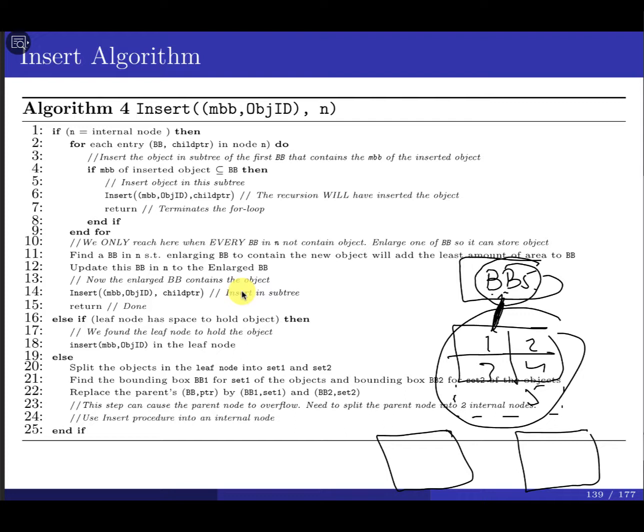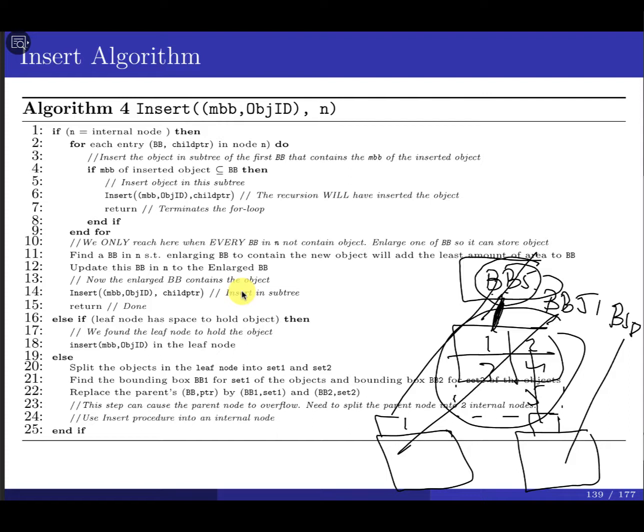So I need to do what? I need to update the parent. So this means create 1 parent for this one, 1 parent for this one, and here we need to update the parent or split the parent into BB1 and BB2, whatever, and each of them is going to point to the corresponding leaf node.